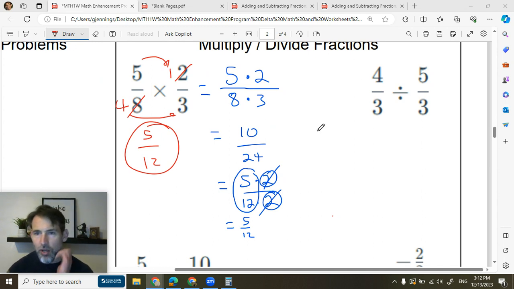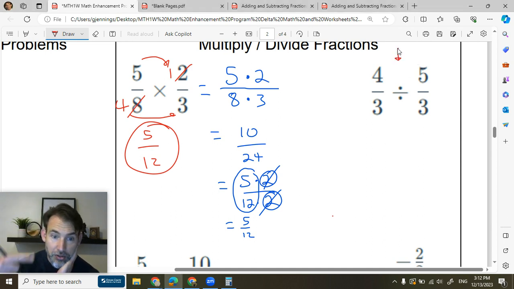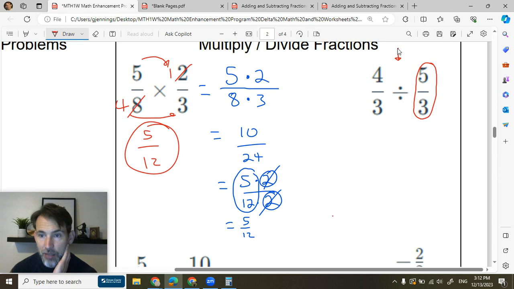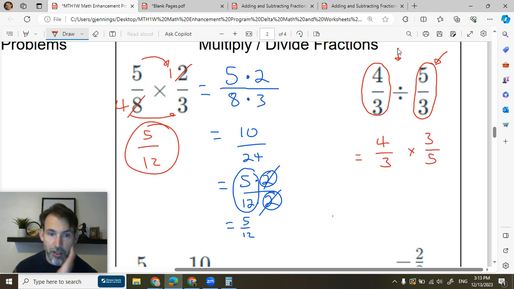All right. When you've got this type of situation, the one you're dividing by, that will be the one after the division sign or the one underneath on the division. You just take that and flip it, and then it becomes a multiplication problem. So this is 4/3. This one is keep, and then we flip this. So that's 3/5, and it changes to multiplication.